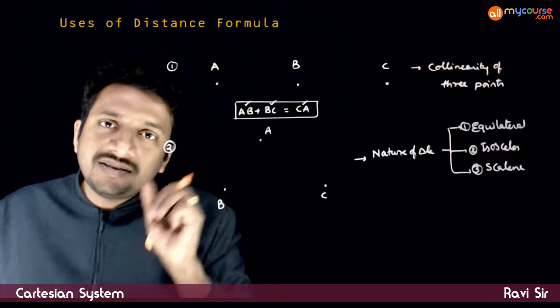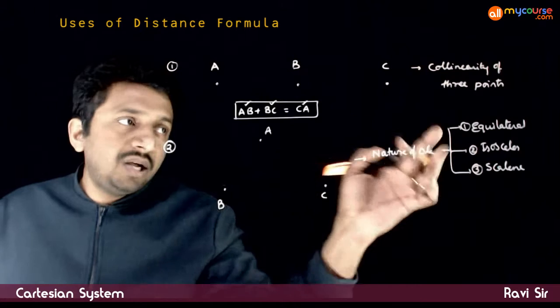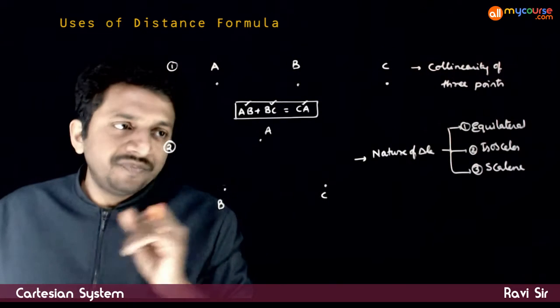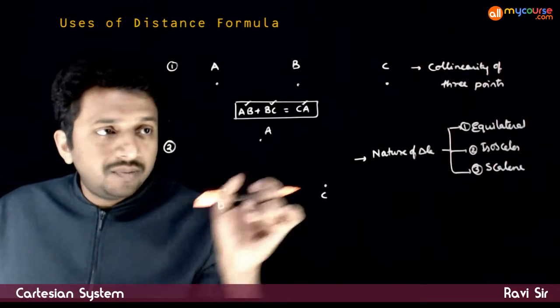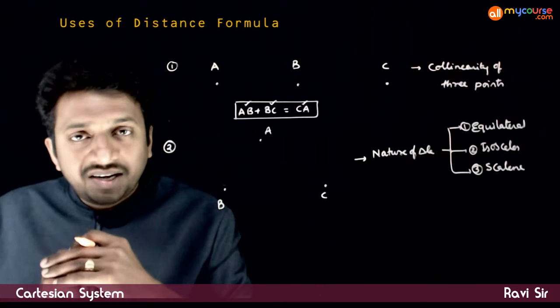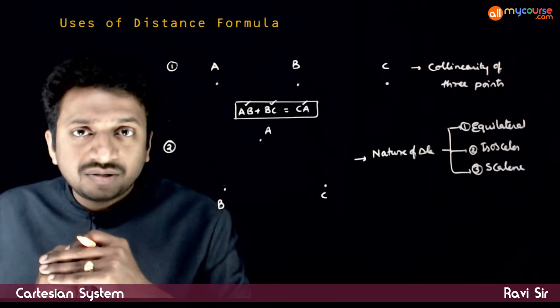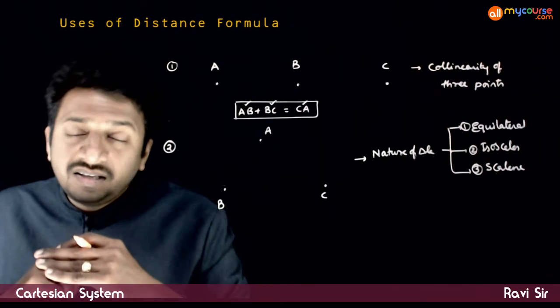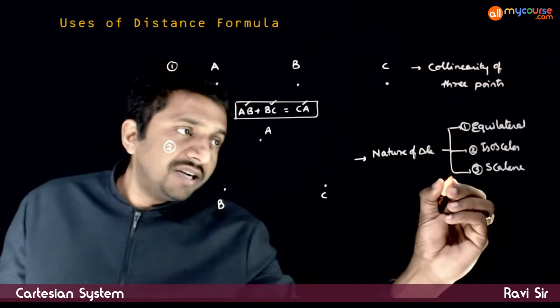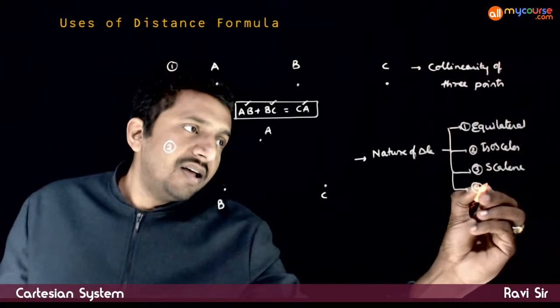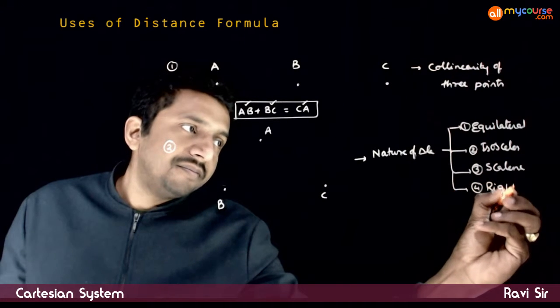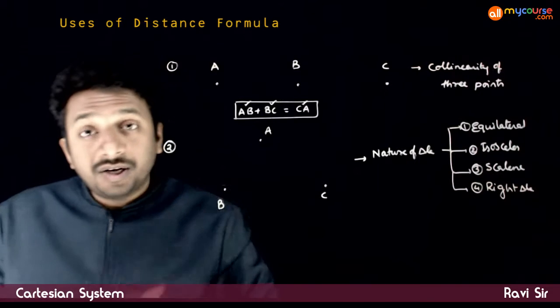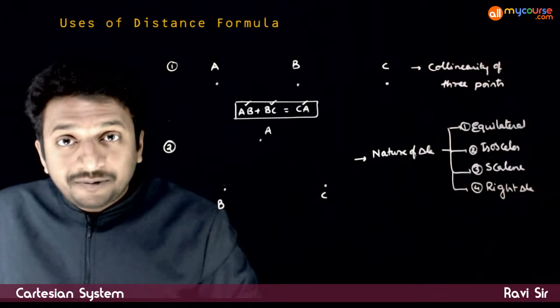You find all the 3 distances. If all the 3 distances are equal, then it is an equilateral triangle. If only 2 sides are equal and the other side is not equal, then it is an isosceles triangle. So if all the 3 sides are different, then it is a scalene triangle. You can also determine whether it is a right angle triangle or not.